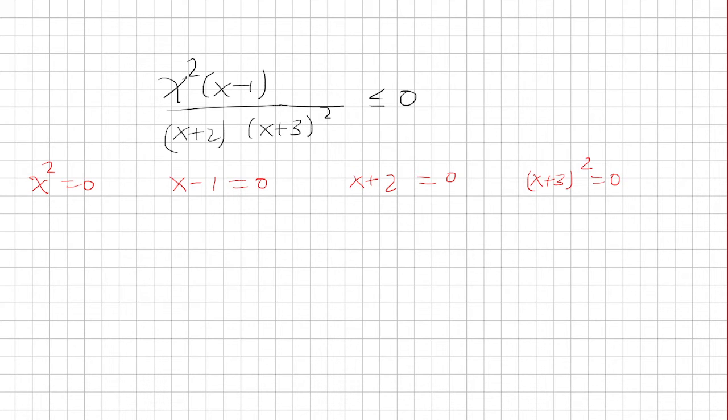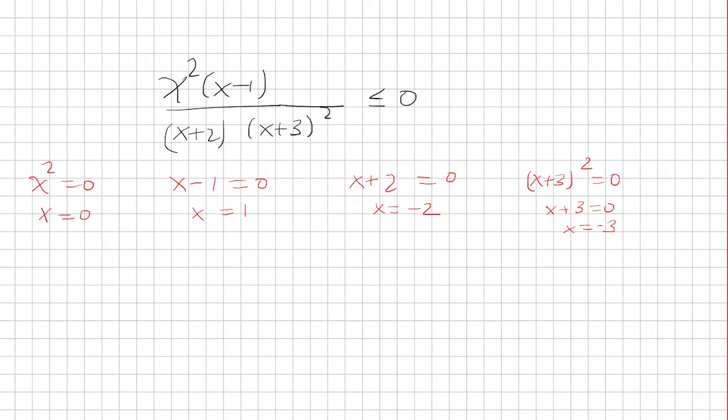So starting with the first one, if x squared is 0, that means x has to be 0. Second one, x is 1, x is negative 2. Here we can take the square root of both sides, and then we'll have x plus 3 is 0, which means x is negative 3.